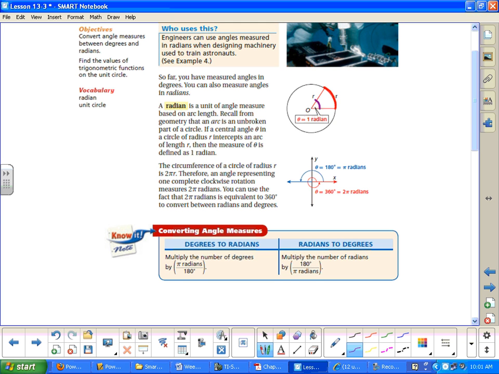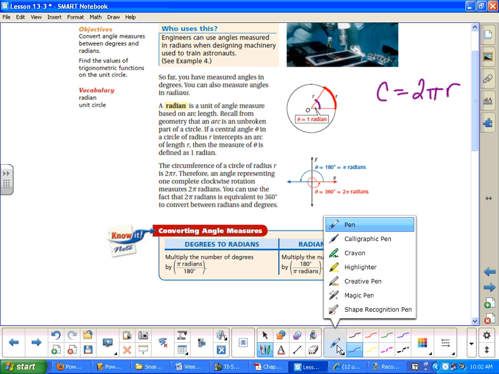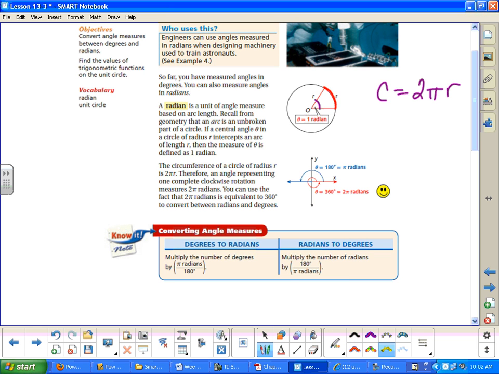Well, how do you find the circumference of a circle? C is equal to 2 pi r. Well, what if r is 1? What do we get? Okay, then it's just 2 pi. When we start talking about radians, we're going to be using the unit circle. And the reason it's called the unit circle is because the radius is 1 unit. So when we talk about going all the way around a circle, that is either 360 degrees if we're in degree mode, or 2 pi radians if we're talking about radians.